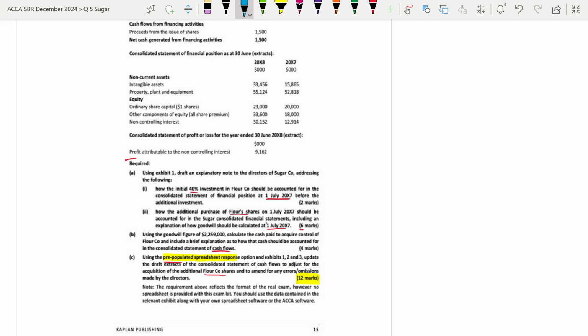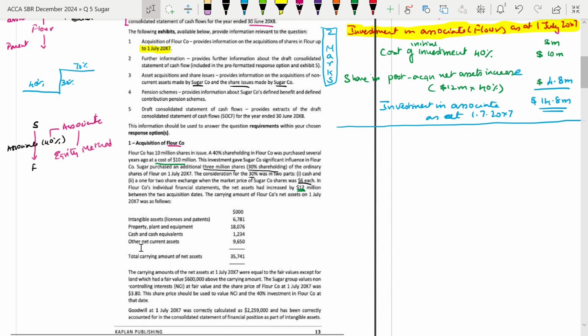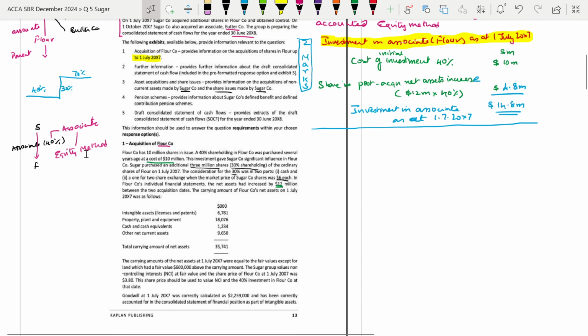They are talking about the cash and shares. Now, how much is the initial investment? 14.8. This is for the 40%. Now, what happens when you are making an additional purchase? First you have to calculate the fair value of 40%.